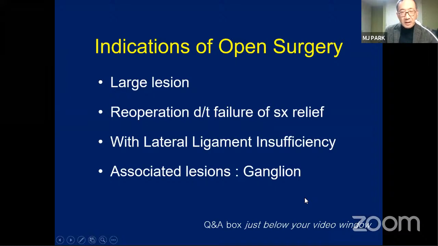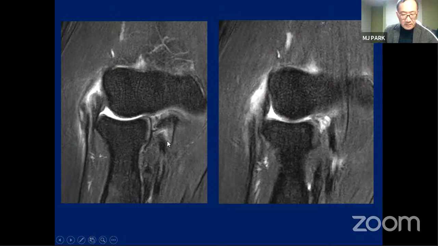However, the open surgery should be considered, or it must be performed, in the following cases. As you can see in the MRI, if the lesion is very, very large, we need a wide field to assess the lesion and to remove sufficient tissue for successful pain relief.